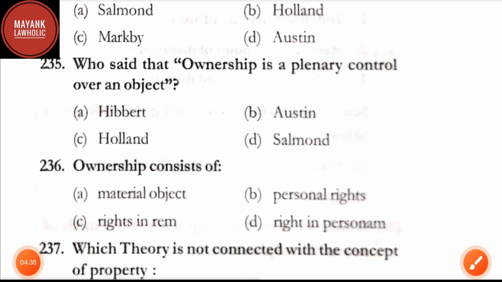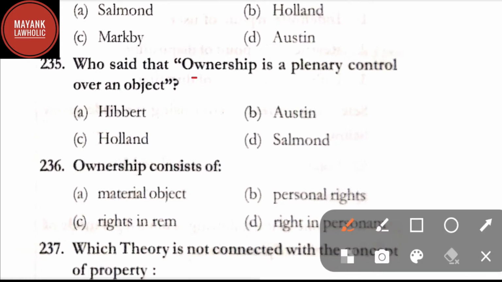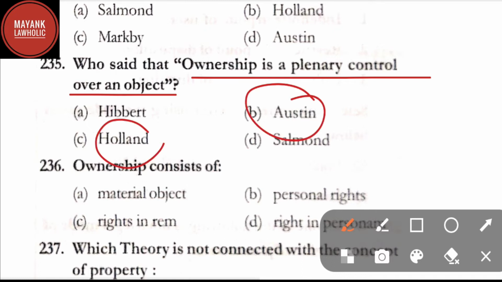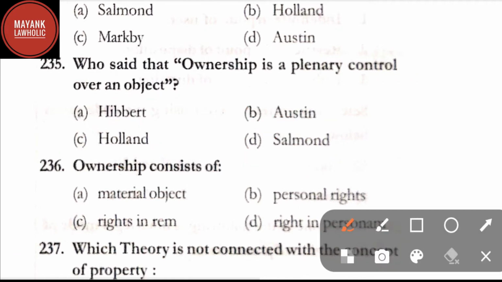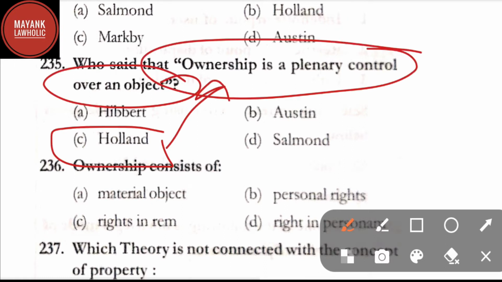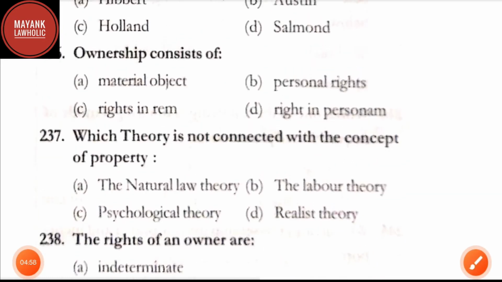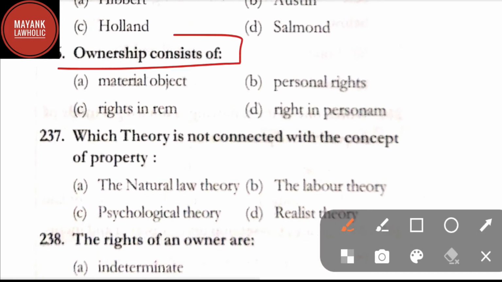Question number 235. Who said that ownership is a plenary control over an object? Option A, Hibbert, option B, Austin, option C, Holland, and option D, Salmond. Here in question number 235, the correct answer is option C, that is Holland. Holland has said that ownership is a plenary control over an object.